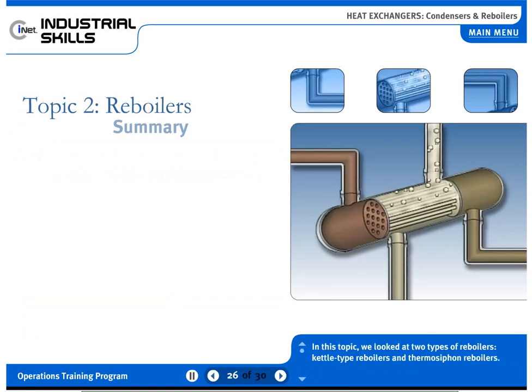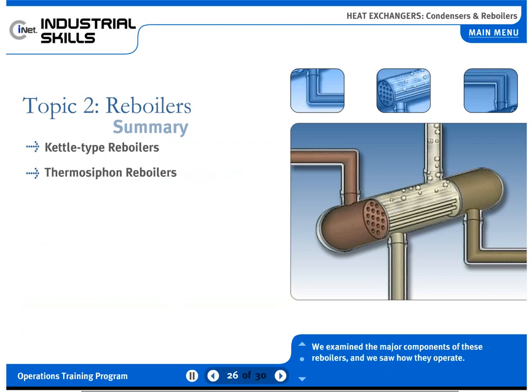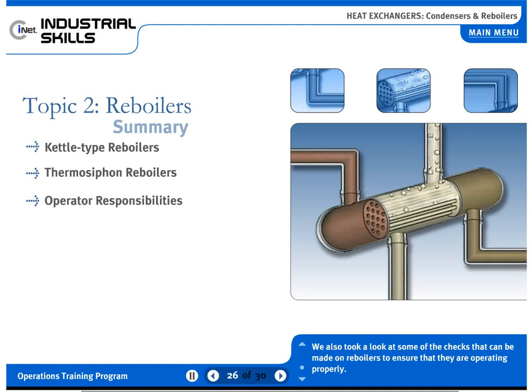In this topic, we looked at two types of reboilers, kettle-type reboilers and thermosiphon reboilers. We examined the major components of these reboilers, and we saw how they operate. We also took a look at some of the checks that can be made on reboilers to ensure that they're operating properly.